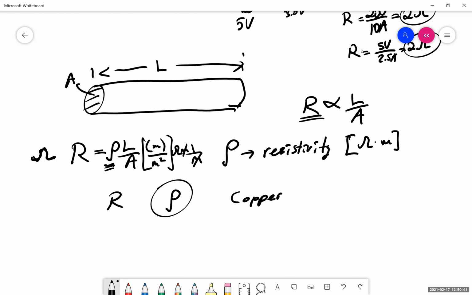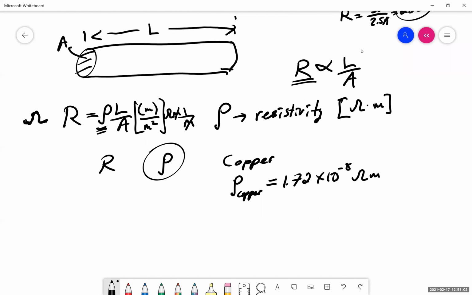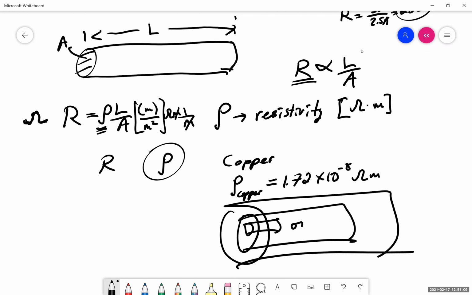All right, so then the resistivity of copper is equal to 1.72 times 10 to the negative 8 ohms times meters. Okay, so these are the units for the resistivity of copper. Now, it doesn't matter what my wire looks like. It could be something like this, something like that. The resistivity of every single copper wire is exactly that.